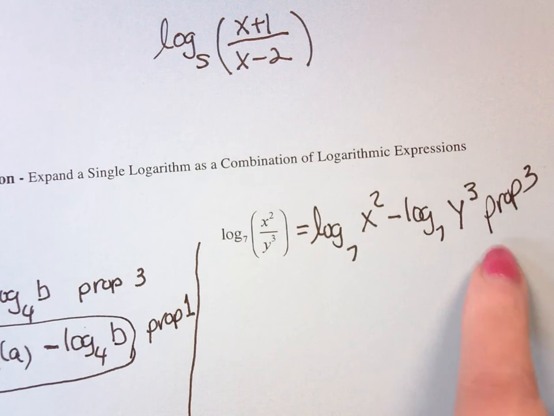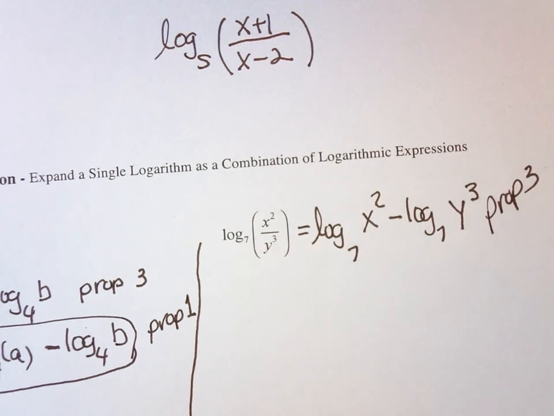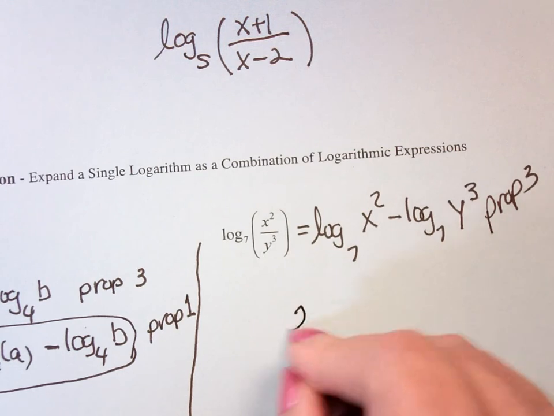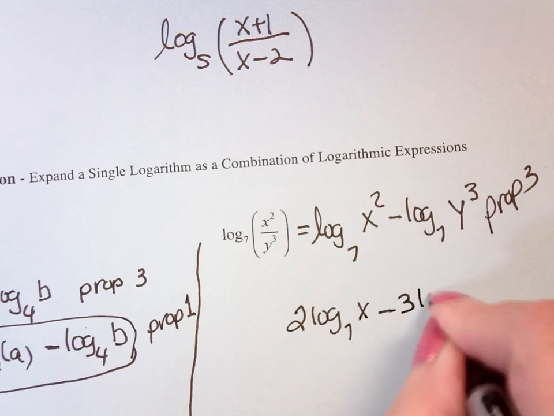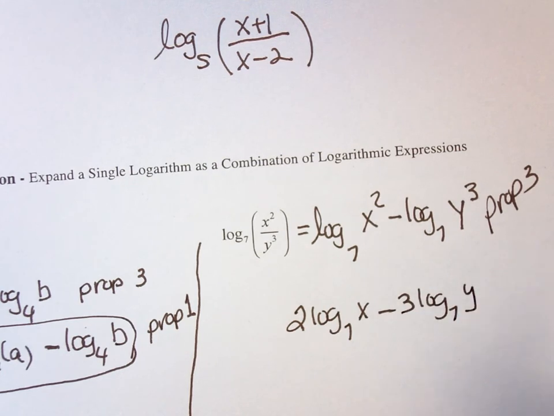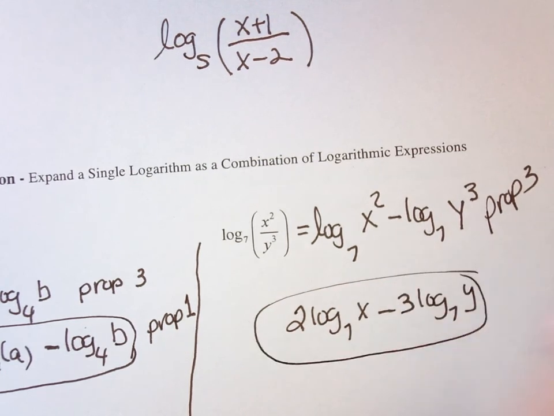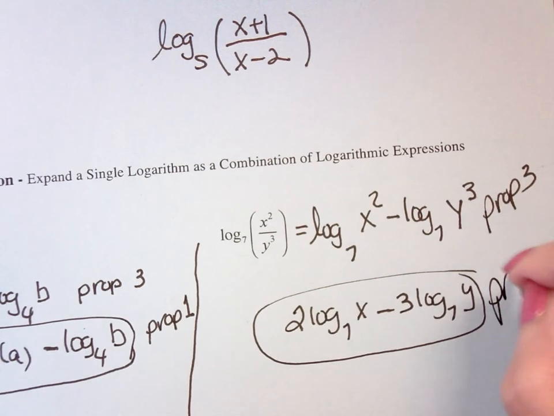And now I need to bring the exponents down. There's nothing else I can do. These are all just single factors. So this becomes 2 log base 7 of x minus 3 log base 7 of y. And then all the exponents are 1. That's property 2.